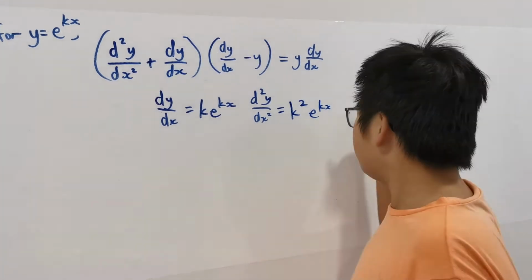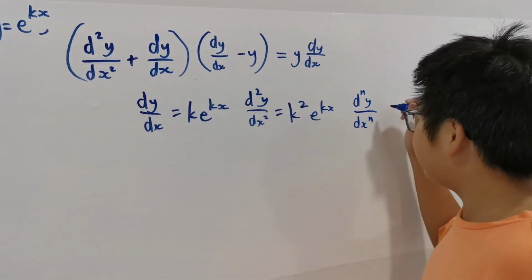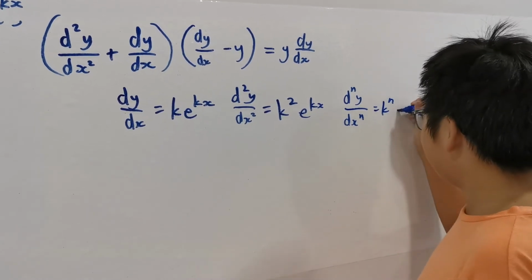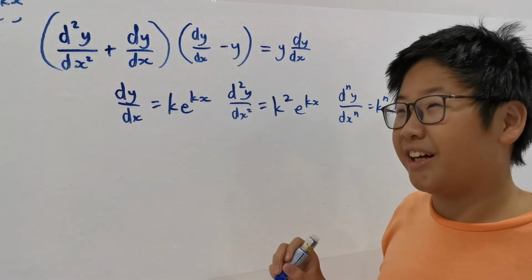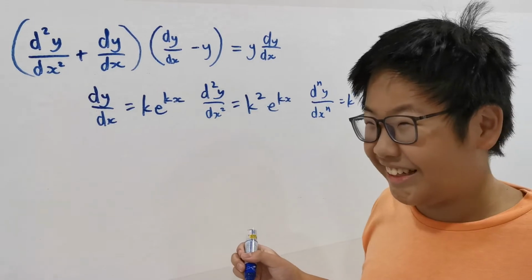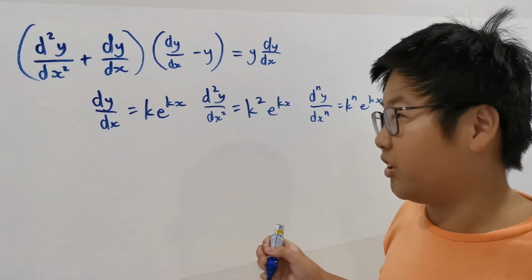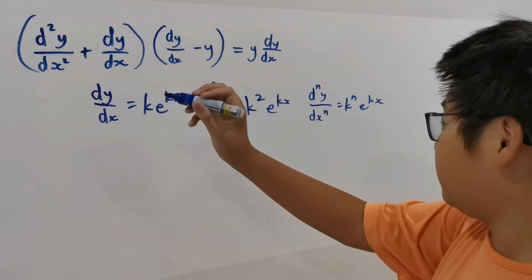If you want to prove that d^n y over dx^n equals k^n e^(kx), go for it. You could use a proof by induction if you want, but we'll not go through that here, as I think you can all do this investigation on your own if you learn about proof by induction. Let's substitute these values.